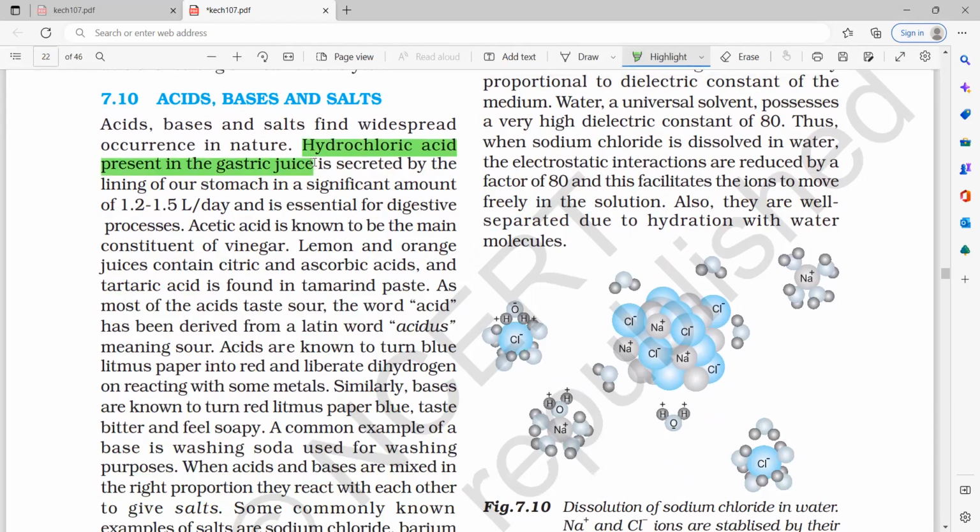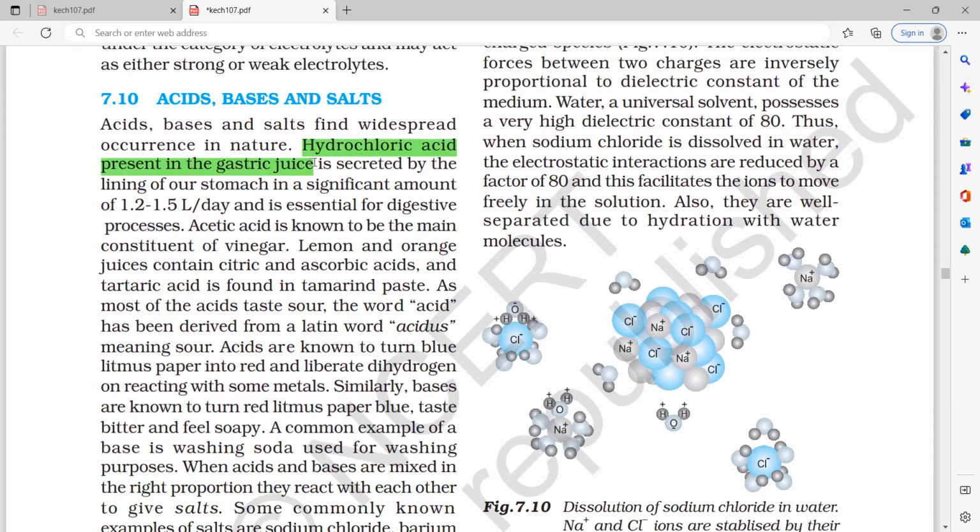Hydrochloric acid present in the gastric juice is secreted by the lining of our stomach in a significant amount. Like you can say this amount is 1.2 to 1.5 liter per day, and it is essential for the digestive process. Similarly, acetic acid is known to be the main constituent of vinegar.